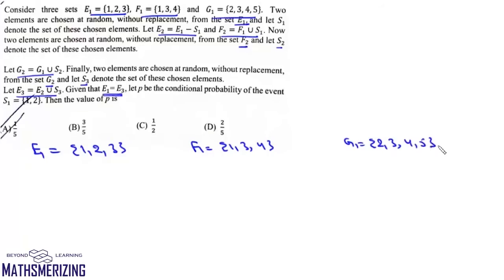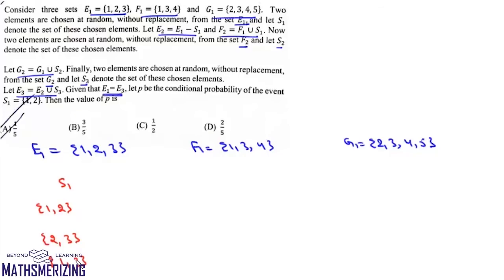Now we are given three sets: E1, and E1 is 1, 2, 3. We have F1, and F1 is 1, 3, 4. And then we have this G1, which is 2, 3, 4 and 5. Now first we choose two elements from the set E1 to form this set S1. Now we can choose this S1 in three ways. So this S1 can be either {1, 2} or {2, 3} or {1, 3}.